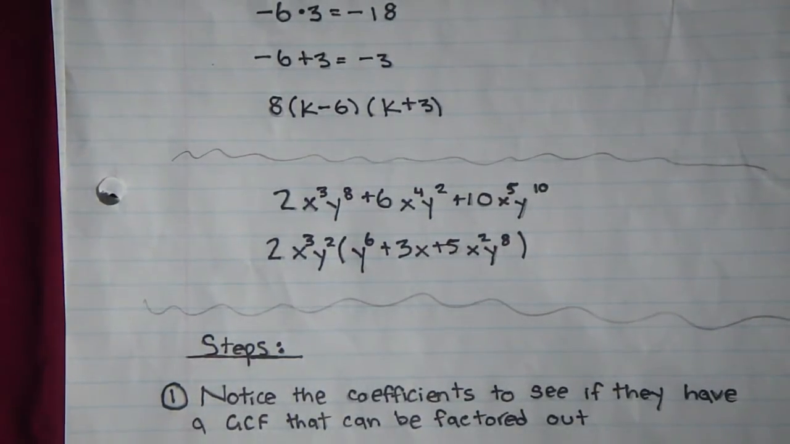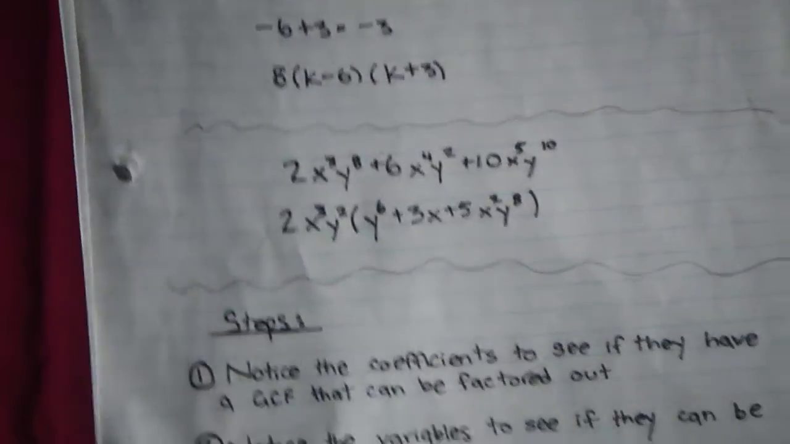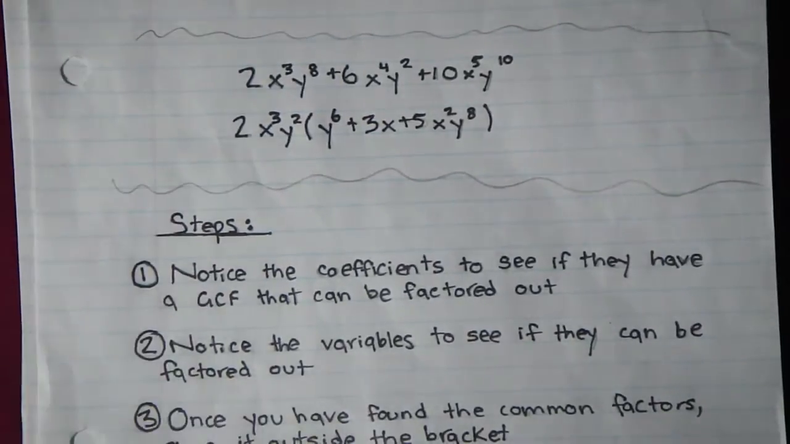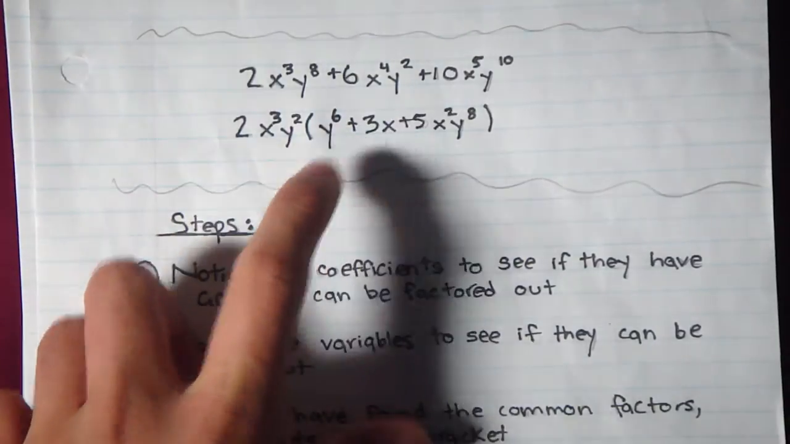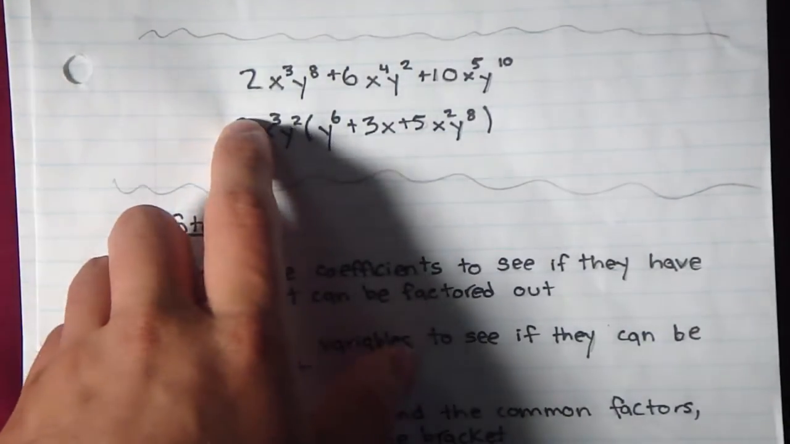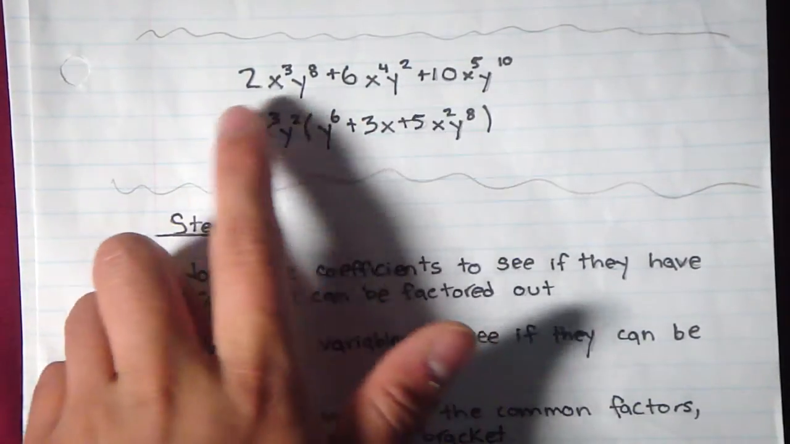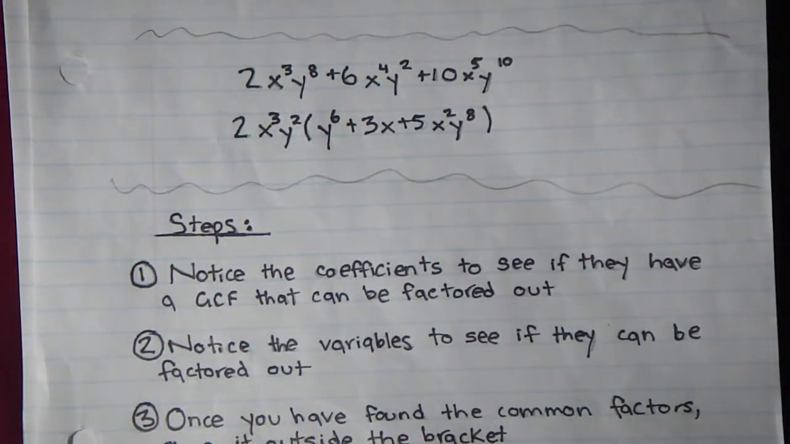If you want to simplify it, again we follow the steps, and the steps are right here actually. It says notice the coefficients to see if they have a GCF that can be factored out. 2, 6, and 10 can all be divided by 2, and the 2 is the GCF in these coefficients. So we put 2 on the outside.